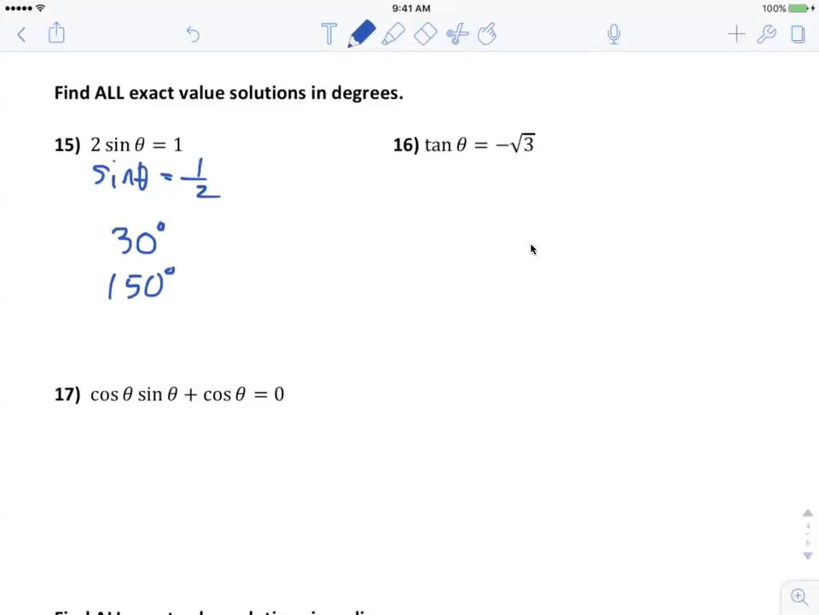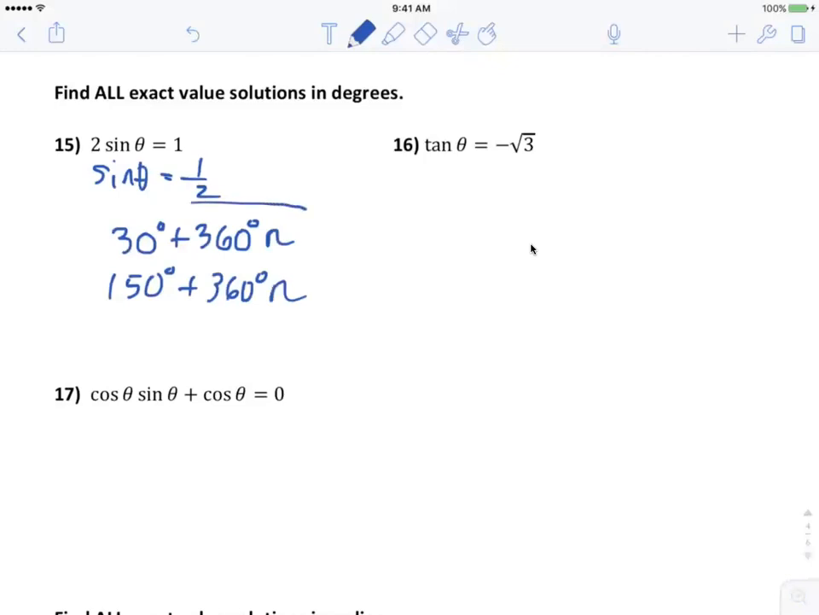And then any coterminal angle to those would also be a solution, right? Because we're not restricted just to one revolution. There is an infinite number of revolutions. So the way to do that is I would just add any multiple of 360. So I would do 360n, where n is any integer. Same with 150, add any multiple of 360 and you get a solution.